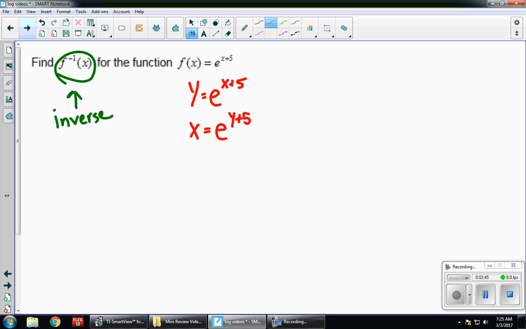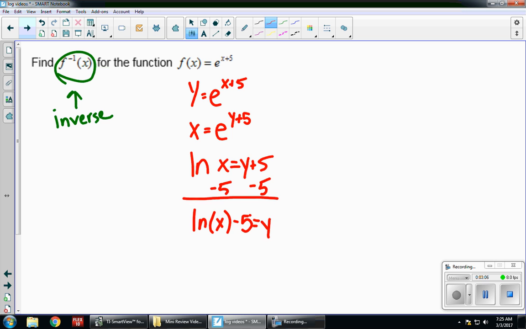I'm going to keep my base. My base is e. So when I convert it to a log, I'm going to use the natural log, or ln. And then it's ln of x is equal to y plus 5. Last step is to get y by itself. I'm going to subtract 5 on both sides. So it's the natural log of x minus 5. That's our inverse. Let's take a look at one more example.